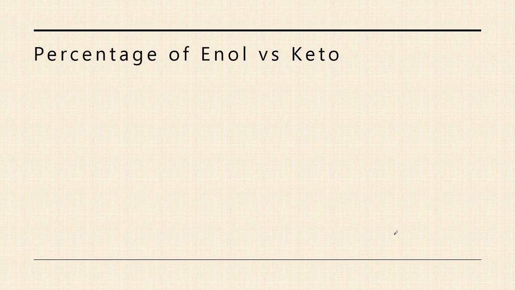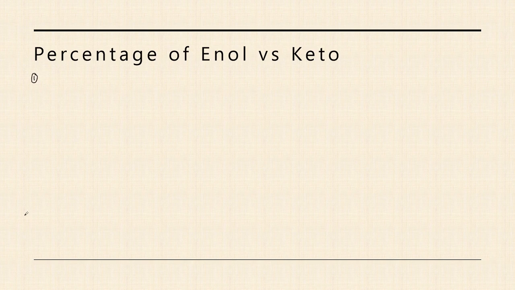Okay. Now, the most important part of this chapter turns out to be this. How do you estimate the percentage of keto versus enol form? What is the method of doing that? Okay? So, there are in fact 7 or 8 ways to identify the percentage of keto versus enol.